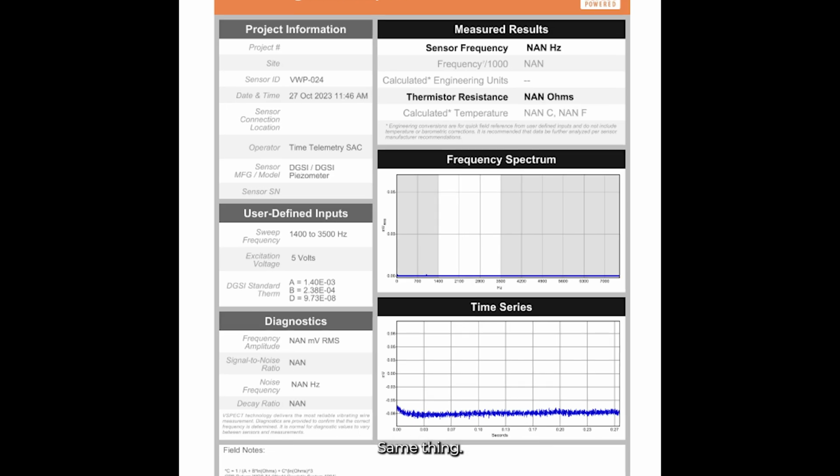Same thing. You can see something coming in on the time domain. It really is just open circuit noise. It's just not what I would call a measurement. And VSPECT catches that. It says, yeah, this is not a number. It doesn't have diagnostics to report. This is not something you would want to see.